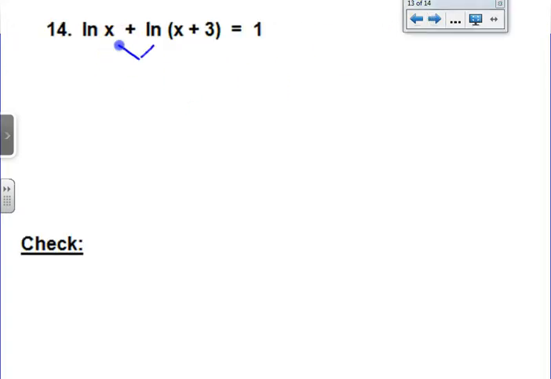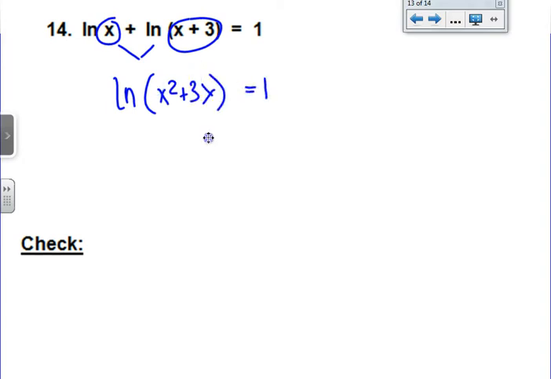So here in number 14, I'm going to bring these logs together by multiplying their inside components. So you have the natural log. When I distribute that, I get x squared plus 3x equals 1. So here we have a natural logarithm, so we're going to exponentiate with base e. And this one doesn't come out so hot. We end up with x squared plus 3x equals e.